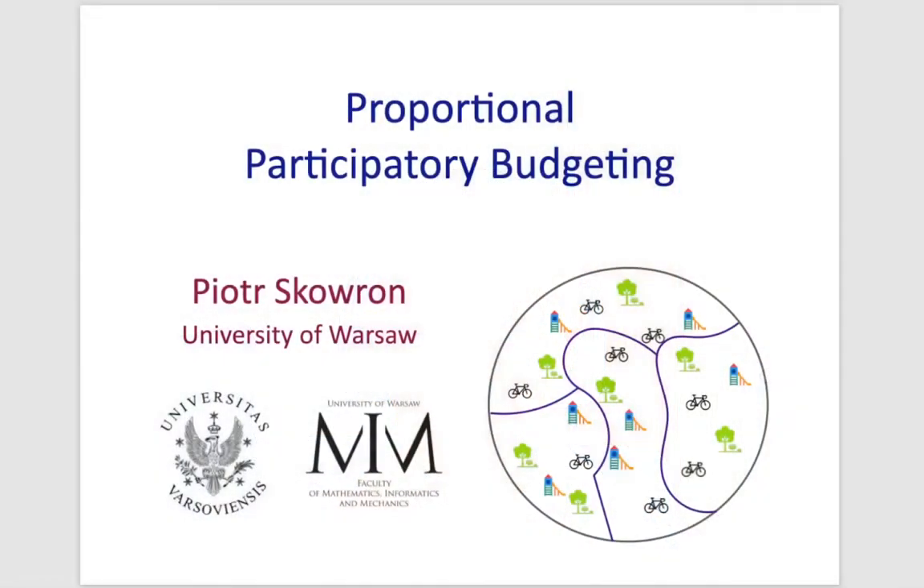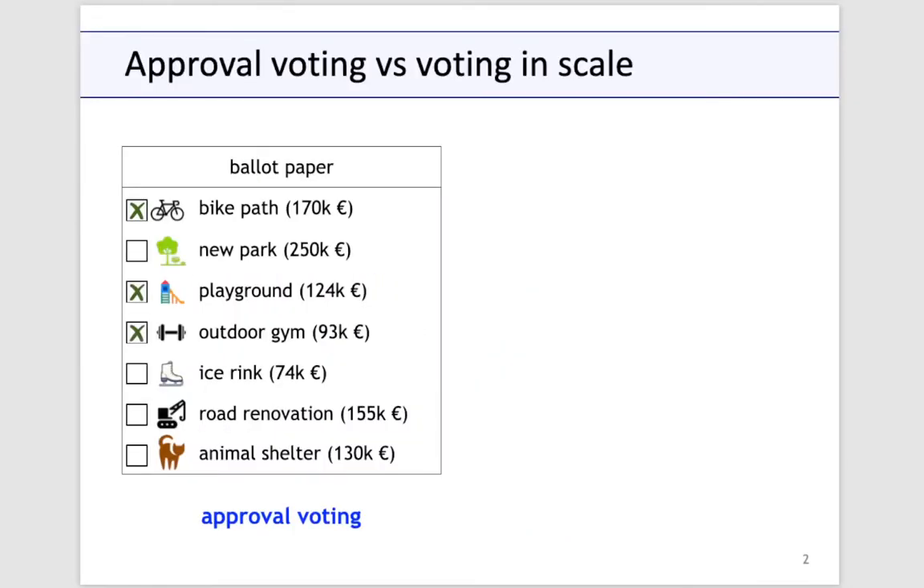Let's first discuss types of ballots, that is, the ways in which the voters can express their preferences over the submitted projects. Perhaps the simplest ballot type is approval voting, where the voters simply choose which projects they support. Here we can see an example voting card for approval voting, where 7 projects have been proposed, and the voter decided to support 3 of them: building a new bike path, renovation of playground, and building a new outdoor gym.